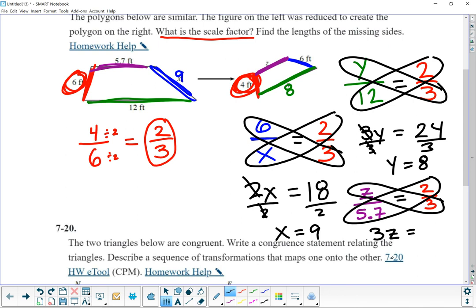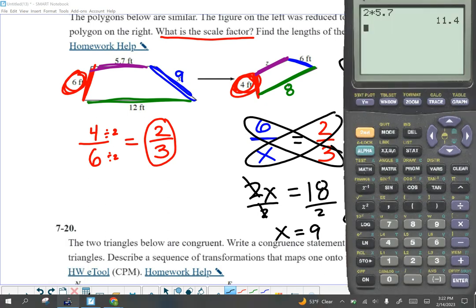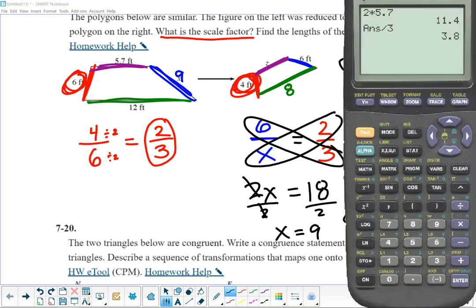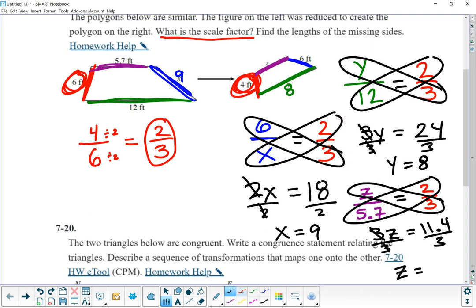So 3z equals 11.4. Then we're going to divide it by 3. We get z equals 11.4 divided by 3. I'm just going to hit divide 3. We get 3.8. So that's 5.7, and this one is going to be 3.8. So we found the length of z, we found the length of x, which is in blue, z is in purple, and we found the length of y, which is in green.